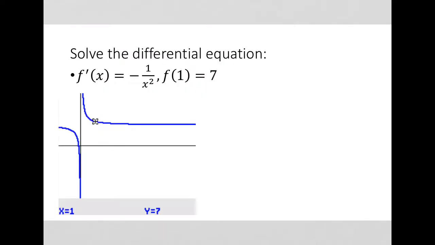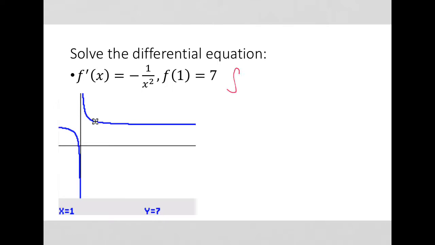So let's do another one real quick. We're given a derivative, f prime of x is equal to negative 1 over x squared. We're given a point on the function f, the antiderivative of f prime right there, and we want to solve it by finding the specific solution. So we need to integrate and then find the c value.